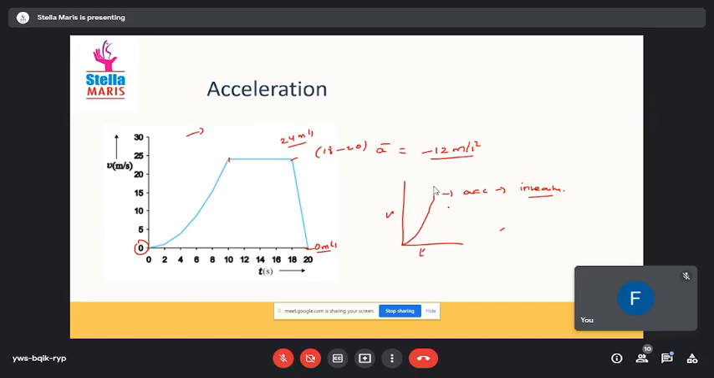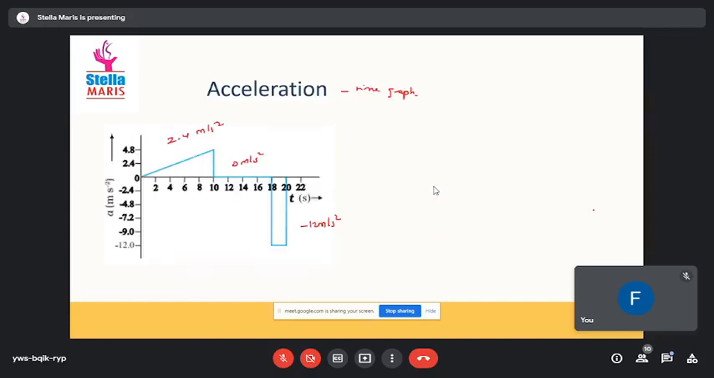And here the acceleration is positive, that you have to tell. Okay, acceleration is positive. So that's what happens here. See, the acceleration is 2.4 meter per second squared, is nothing but what? Average acceleration.